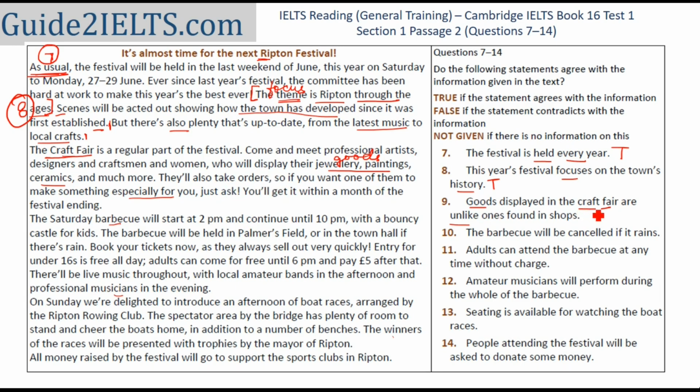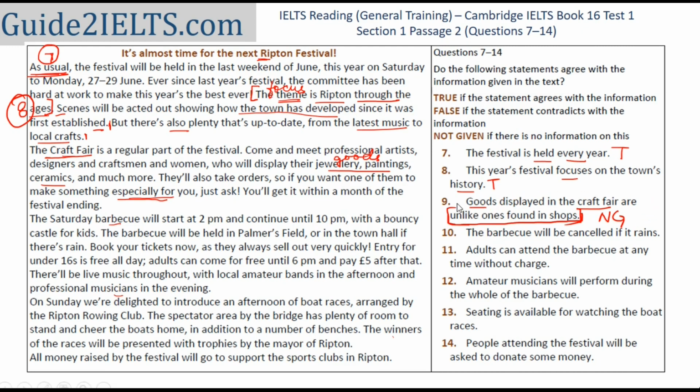So there are goods displayed at craft fair. Some special goods can be made for you. But this part, unlike ones found in the shops, is not given. Because of this part of the sentence, the answer is not given. The first part of the sentence is correct, that there are some goods that are displayed in the craft fair.